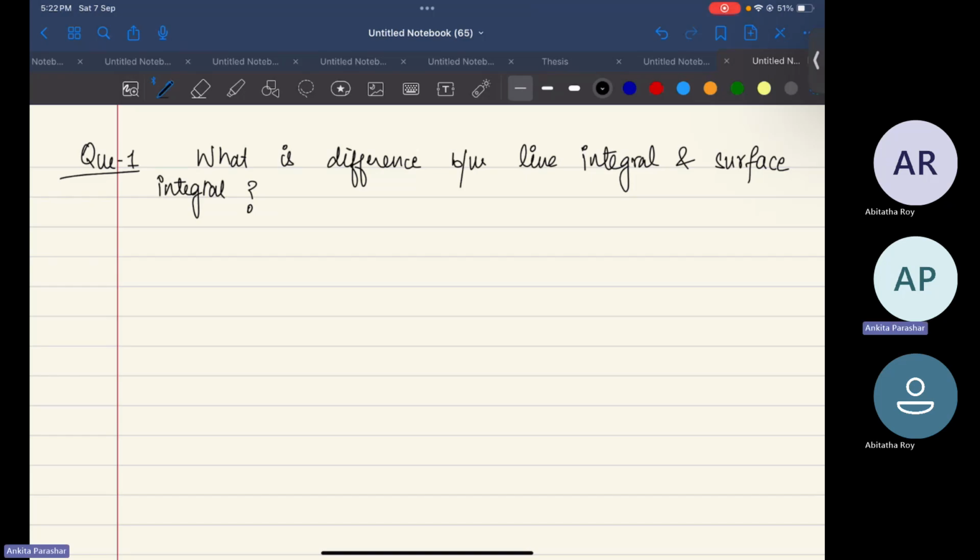Alright, so the first question is the difference between line integral and surface integral. We have seen both terms in the lectures. What is a line integral and what is a surface integral? There is a difference, right?